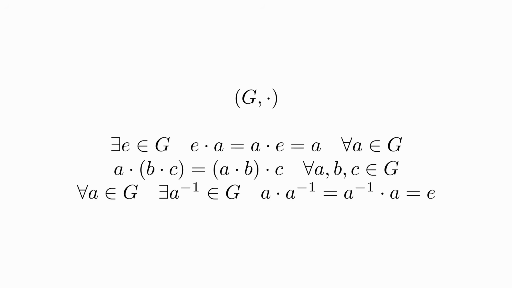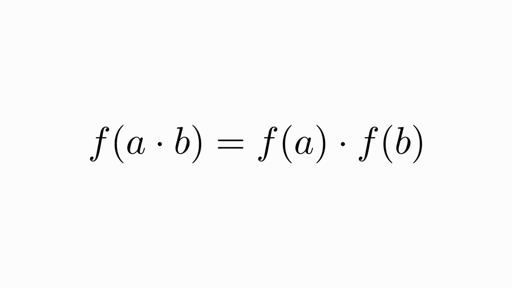A group is a set equipped with a binary operation, which follows certain rules. This operation adds a certain structure to the set. We can then consider specialized set functions which respect the binary operation. Combining two elements, then applying such a function, is the same as applying the function to each element, then combining. Functions with this property are called group homomorphisms.